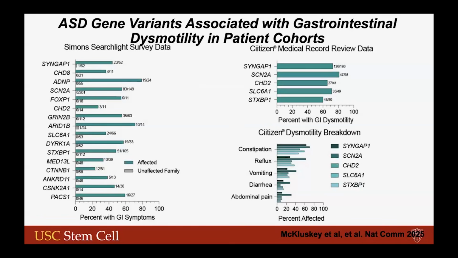And here you see some data collected by the Simons Foundation and Citizens, in which you see that this is not unique to SYNGAP1. Many other genes associated with autism also show that the patient cohort with autism gene variants has this gastrointestinal dysmotility problem. In the case of SYNGAP1 and also other genes, the main issue was actually constipation.